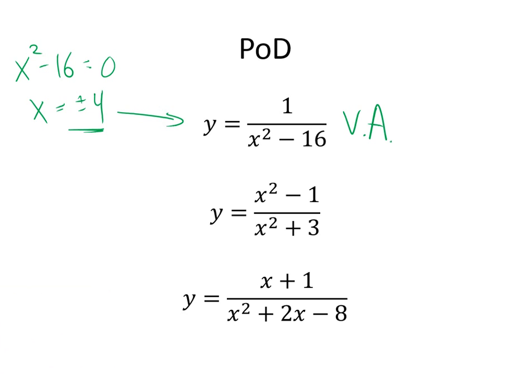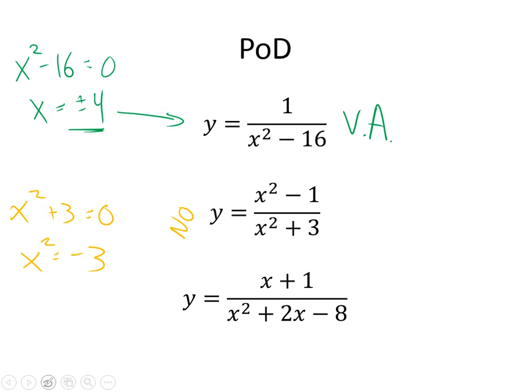So the next one, when we solve it, we get x squared plus 3 is equal to 0. That gets us an imaginary number because it gets us x squared is equal to negative 3, which isn't real. So what that means is that we don't have any point that does not exist. All reals, so there are no points of discontinuity, or PODs. Okay, so that one has no points of discontinuity because you never zero out the denominator.